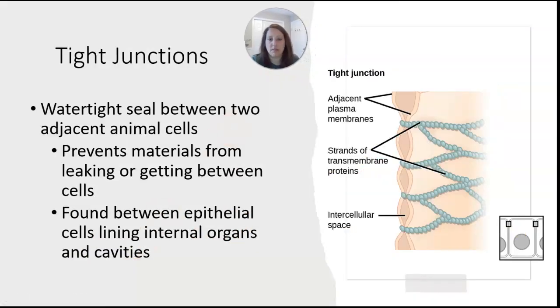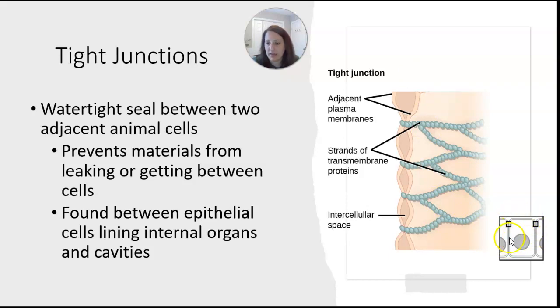I'm going to now talk about some connections between cells. Okay, so there's 3 different types that we will discuss. And the first are tight junctions. Okay, so tight junctions are going to be, again, associations between 2 neighboring cells. And so in this figure here, you can see we have 1, 2, 3 cells, right?